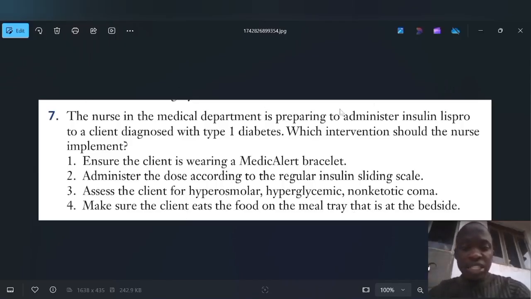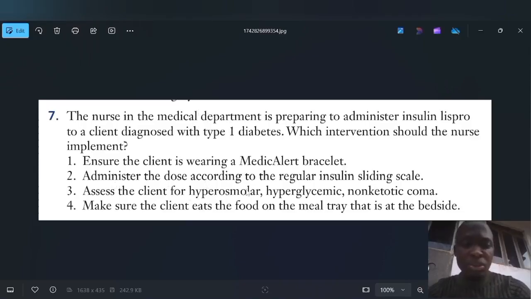All right, ladies and gentlemen, whenever you find a specific anti-diabetic drug that's given, think about the time. So right here, interventions, what should the nurse do? Right here, we have ensure the client is wearing a medical alert bracelet. The client is already admitted in the medical department. That means we expect them to wear a medical alert bracelet.